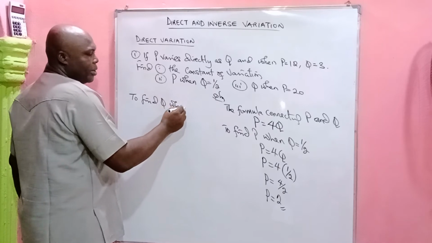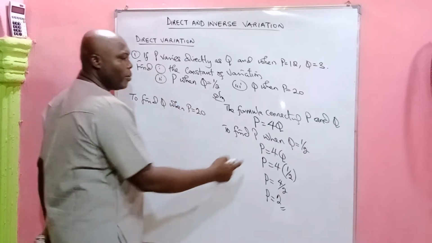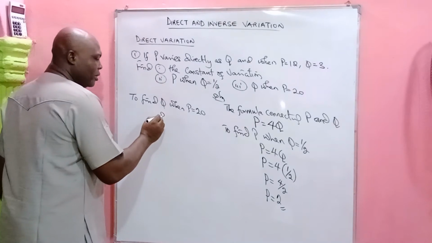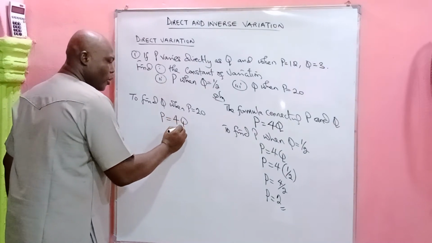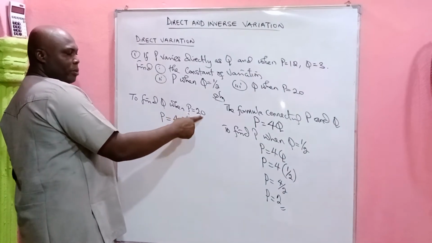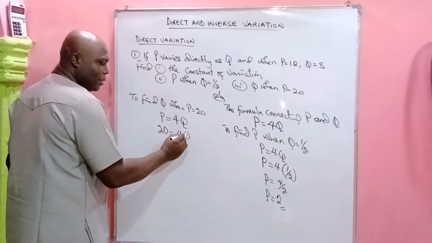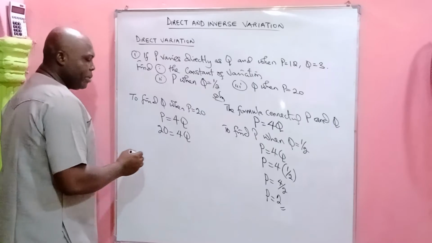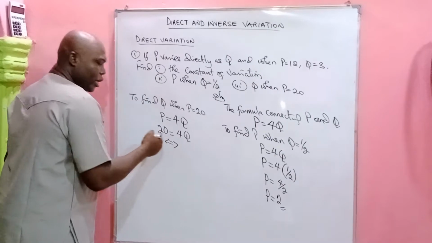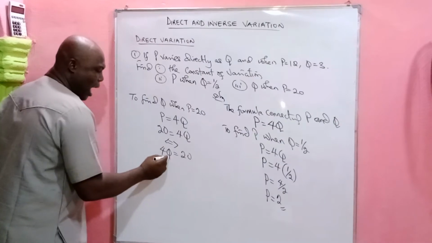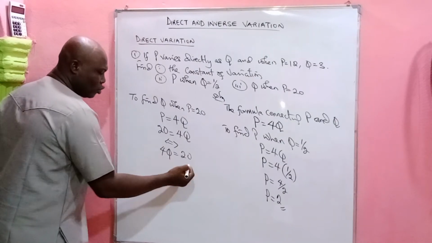When P is equal to 20, you still have to bring out the formula connecting them. The formula connecting them is P equals 4Q. Now we want P to be 20, so P is 20, and that will be equal to 4 times Q. Now it means 4Q equals 20. So what will our Q be? All right, so we divide through by 4.